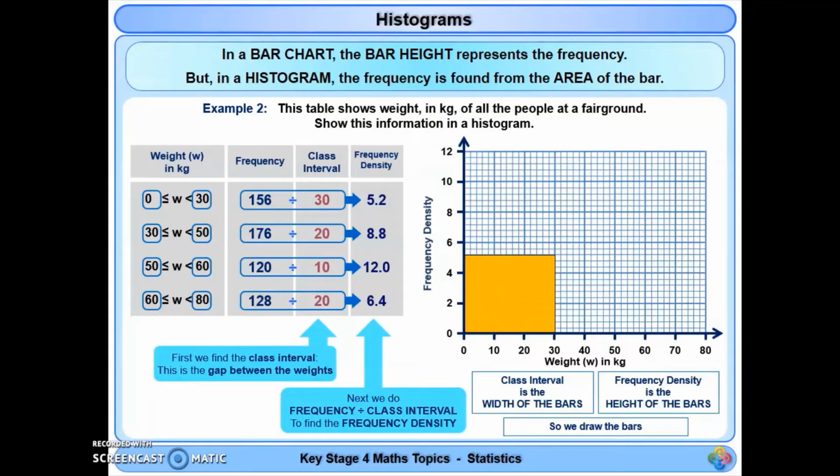Again, we're interested in the area. So if we did the frequency density multiplied by the class width, that would bring us back to the frequency of 156, the frequency of how many people were in this weight category. I'm going to use the rest of the data to fill in the remaining bars of my histogram.